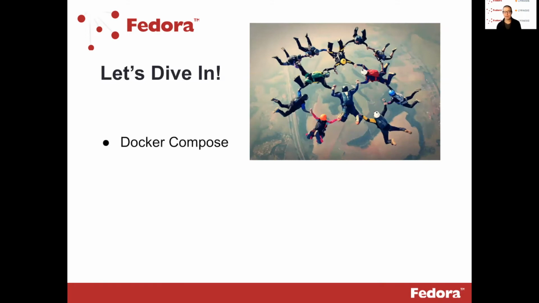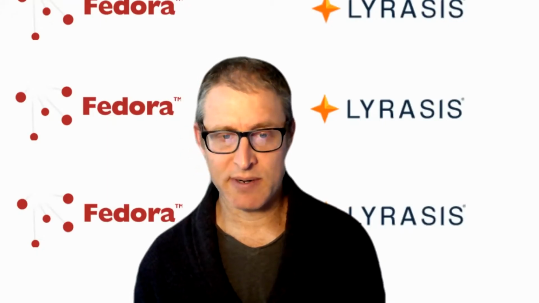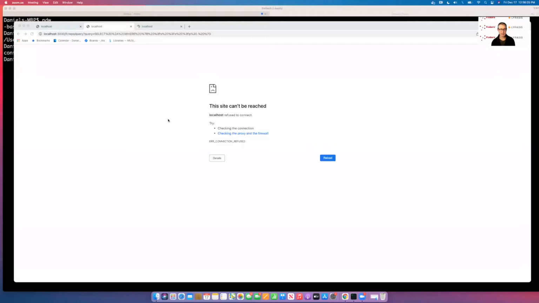So let's dive in. As I mentioned before, we're going to look at how this all works. We'll use the Docker Compose sample script that's included in the source code. And we'll look at how Solr and Fuseki can be indexed using the Camel Toolbox. Okay, so I'm going to share my desktop here so that you can see it.